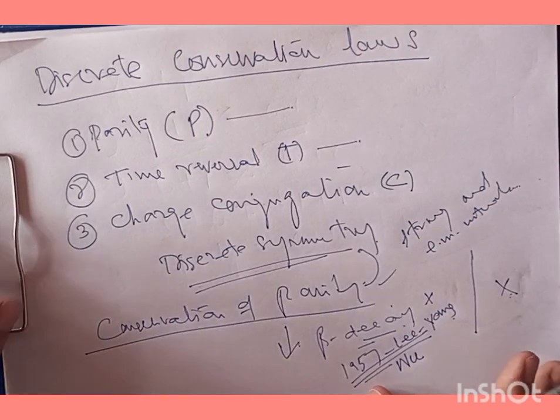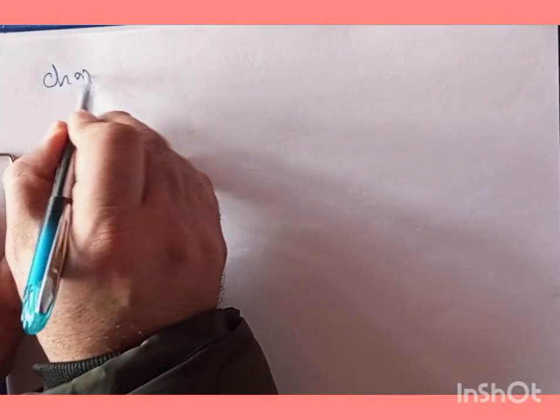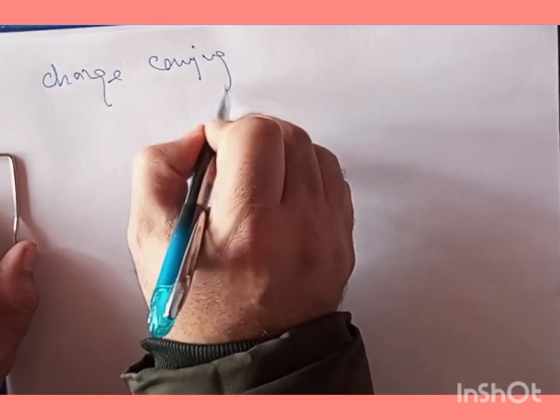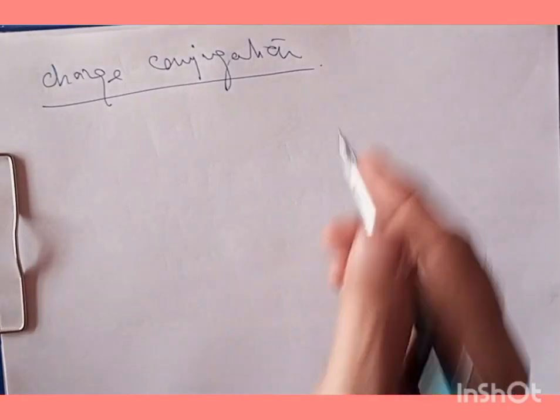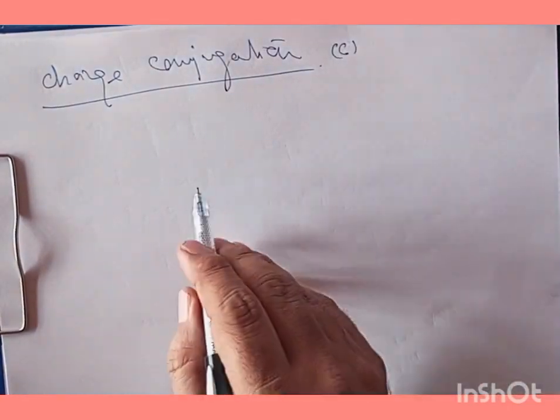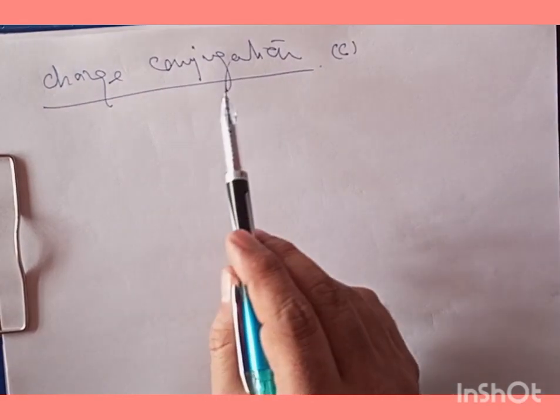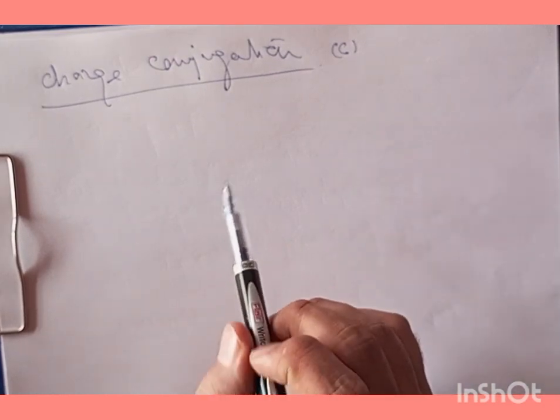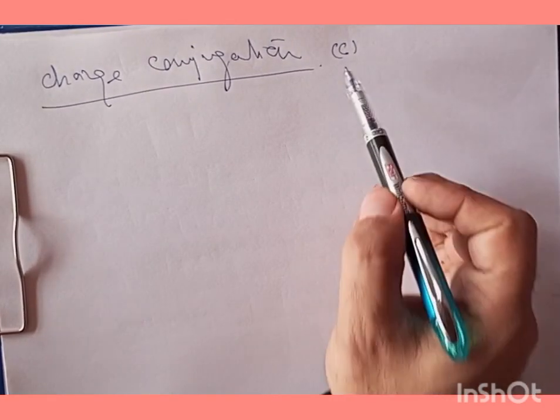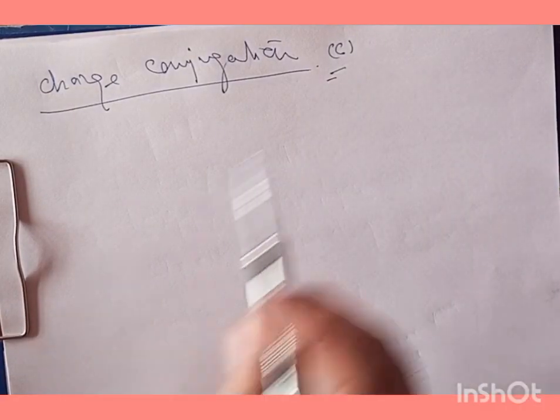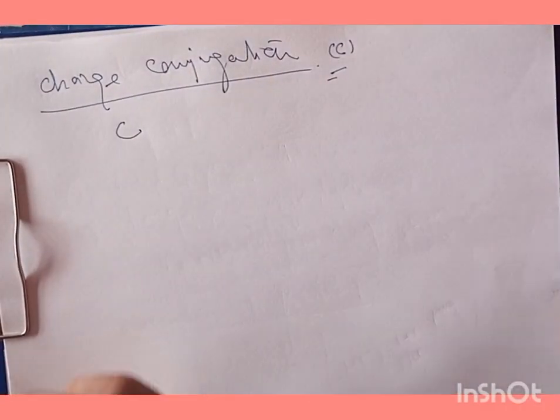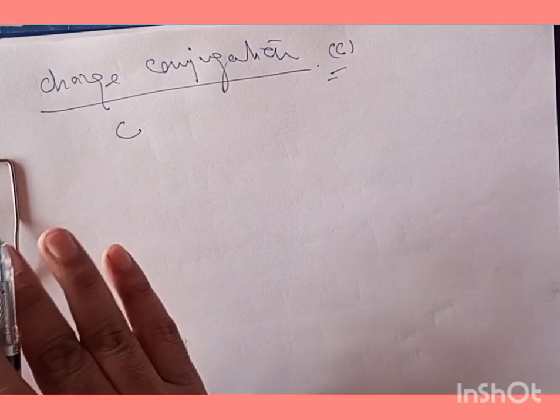Now the next important thing is the charge conjugation. This charge conjugation operation is symbolized by C. So we have an operator that's called the charge conjugation operator. Let me assume that this charge conjugation operator is C, and it is similar to parity in many ways.